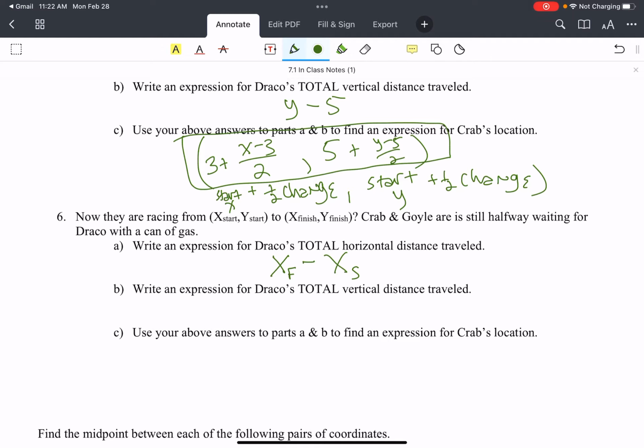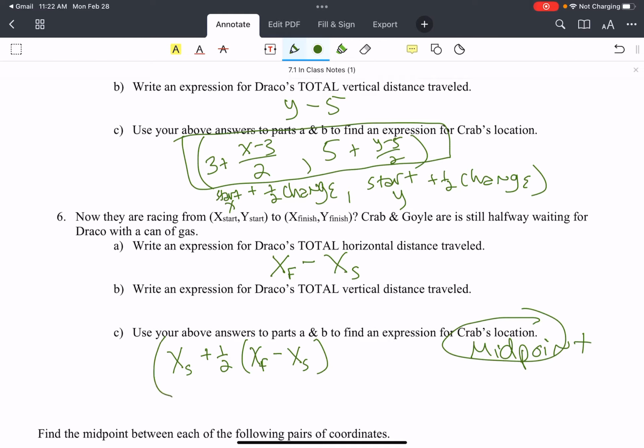So if I want the midpoint, remember the crab's location is the midpoint. Then I'm going to take my starting position plus half of my horizontal distance. What's the x-axis? Is that the first? X sub start. Yep. That's where we start.